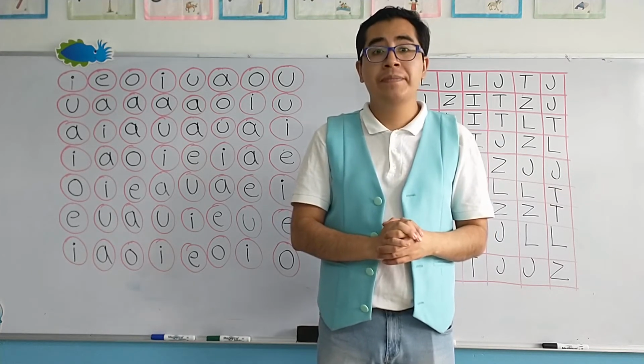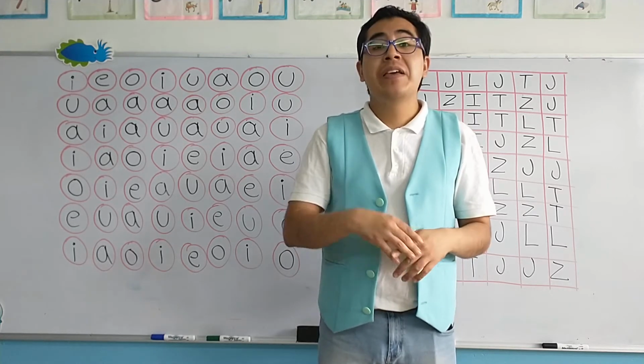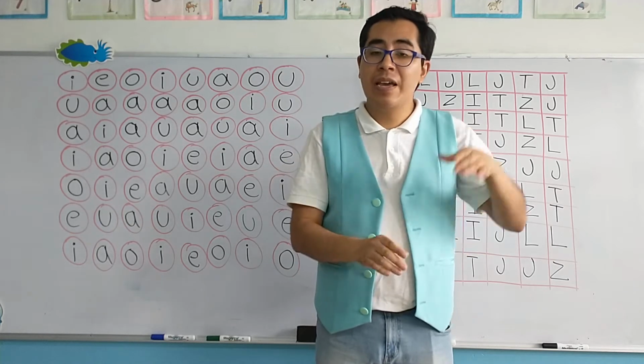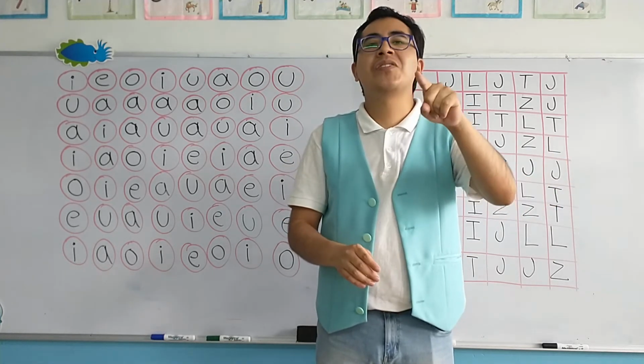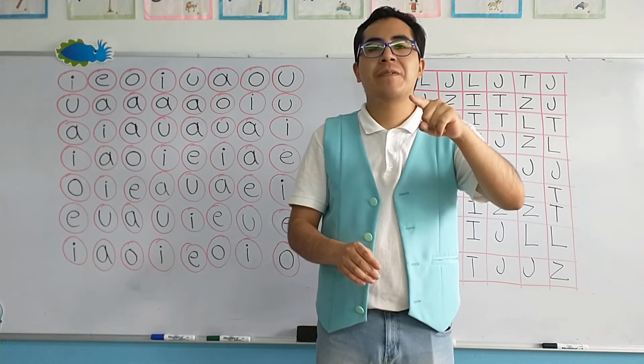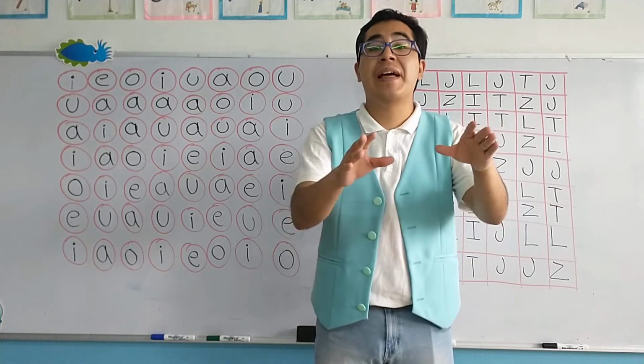With the small I. The island, very good. The insects, the island, and the last one, the last object, ¿cuál era el último que vimos? Very good, excellent. Now remember the island.